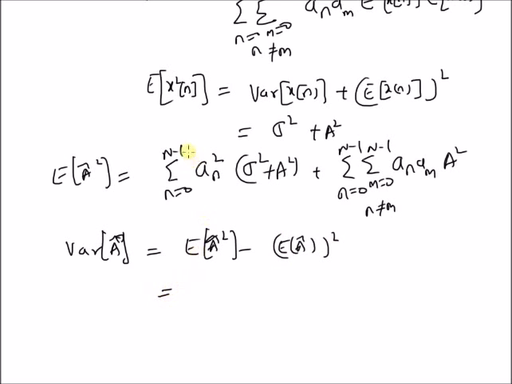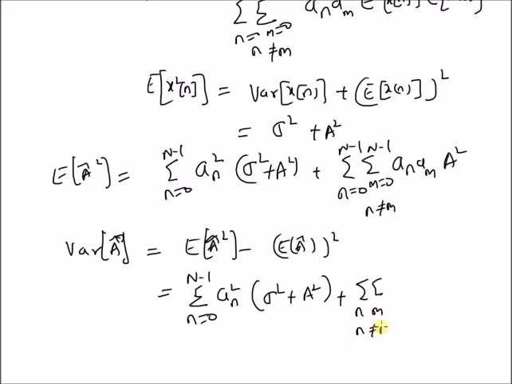This is equal to the summation n equal to 0 to N minus 1 of a_n squared into sigma squared plus a squared, plus the double summation, that is n and m, when n is not equal to m, from 0 to N minus 1, a_n into a_m into a squared minus a squared, that is the expression for a hat squared.